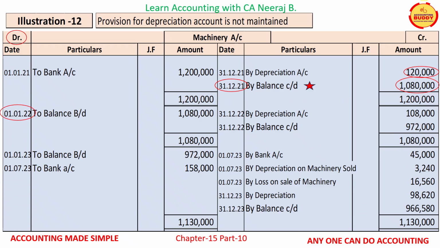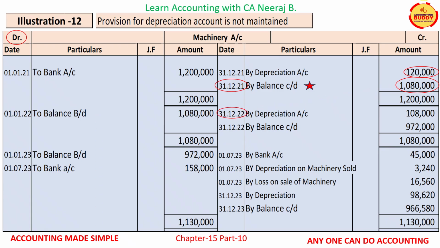On 1st January 2022, the closing WDV balance of $1,080,000 as on 31st December 2021 becomes the opening WDV balance and is recorded on the debit side of the machinery account by writing the words to balance brought down.